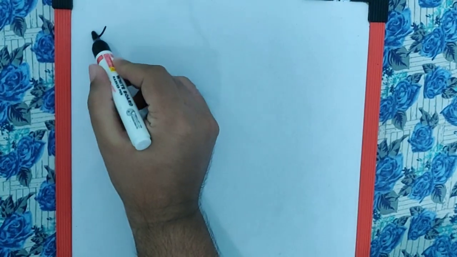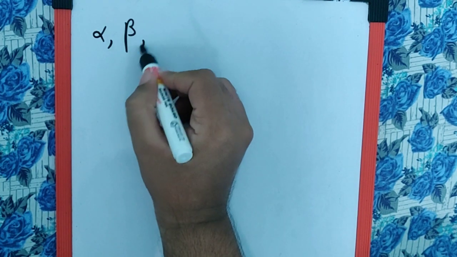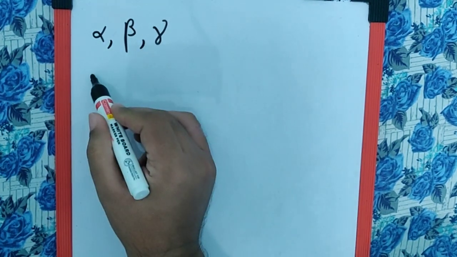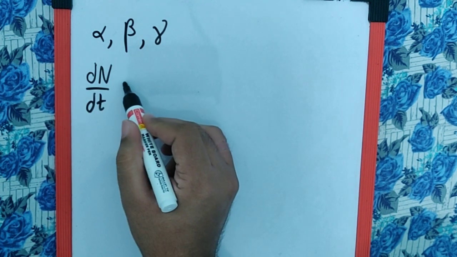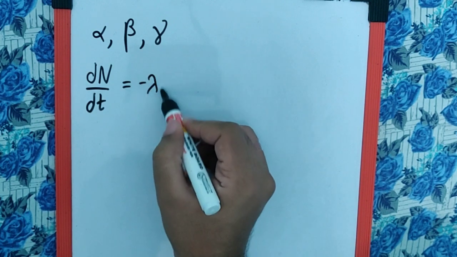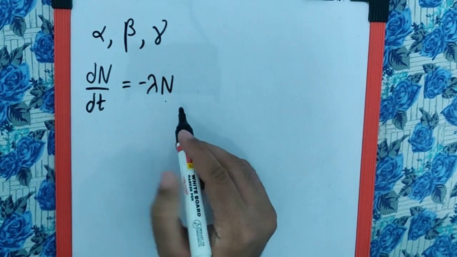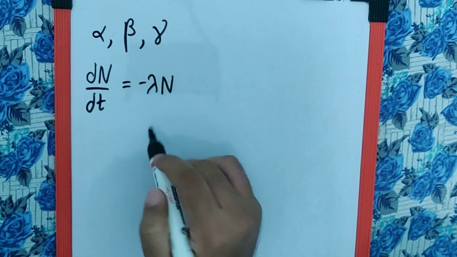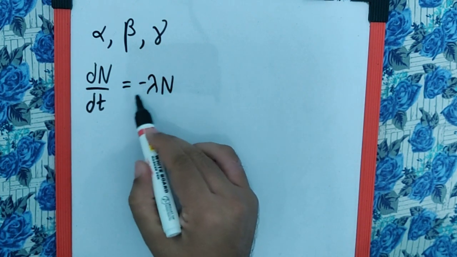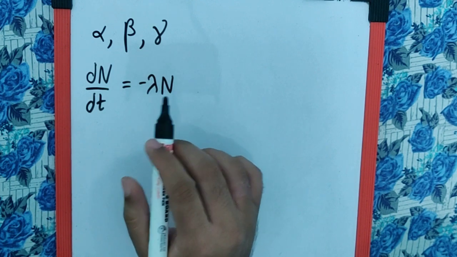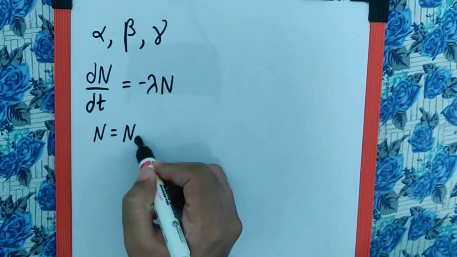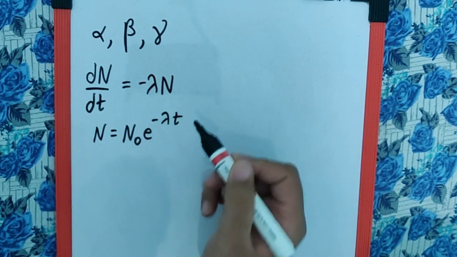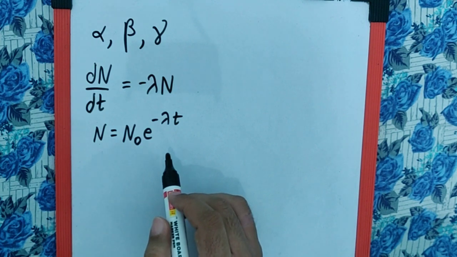Now, as far as radioactivity is concerned, you need to learn the difference, or the important points, between alpha, beta and gamma. Then we have the radioactive decay law, which says dN by dt, the rate of disintegration of radioactive atoms, is equal to minus lambda times N, where N is the number of radioactive atoms present at that instant and lambda is the decay constant. The minus sign indicates that the number of atoms goes on decreasing with time. Integrating this, we get an equation which is N is equal to N naught e raised to minus lambda t, which indicates that it is an exponential decay.